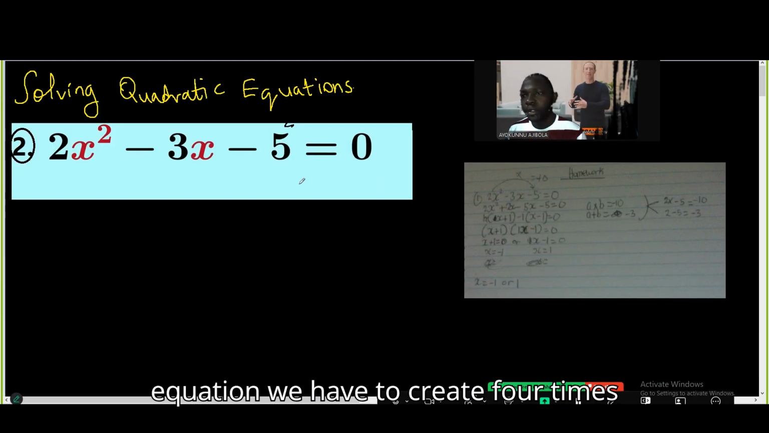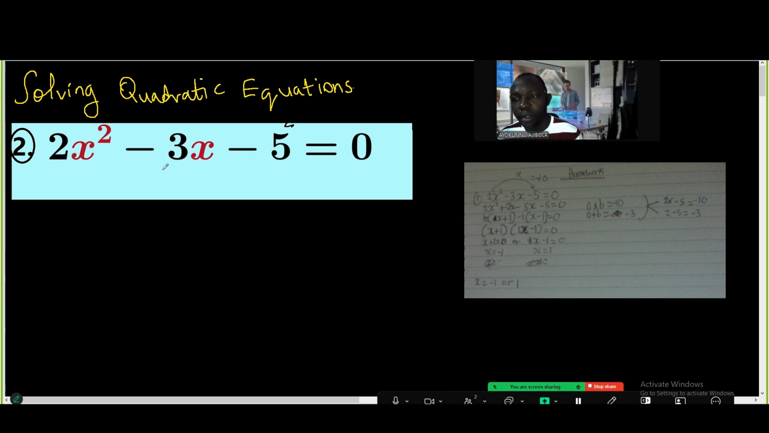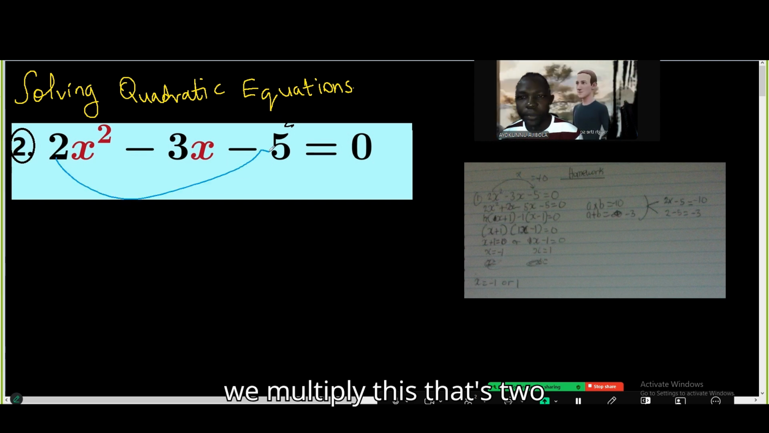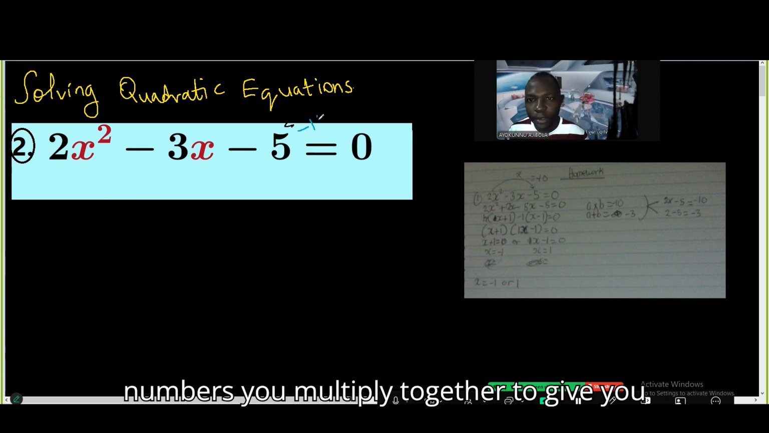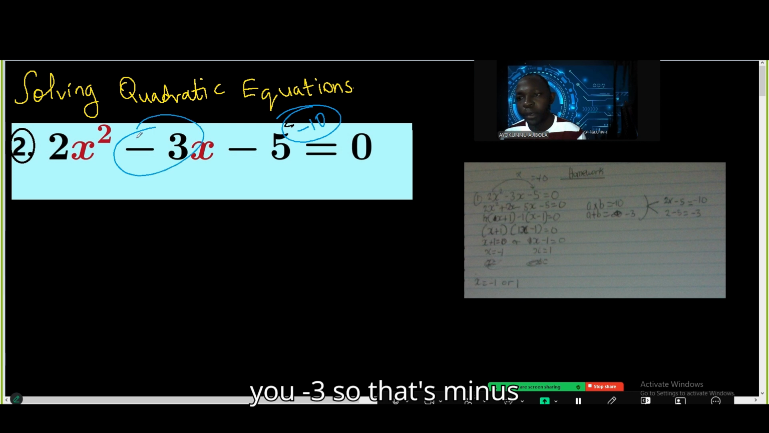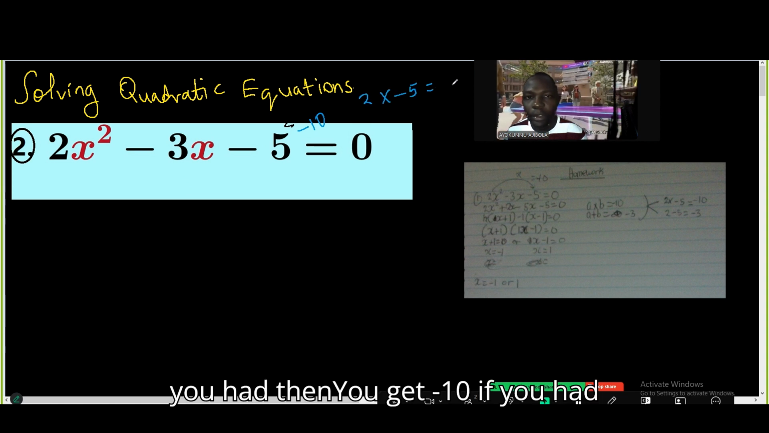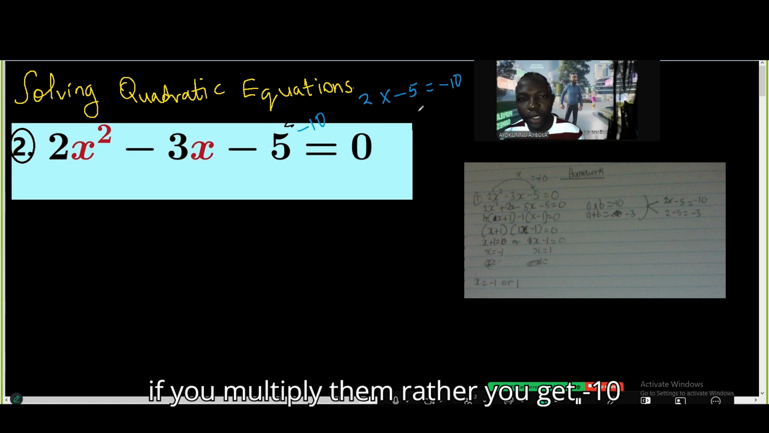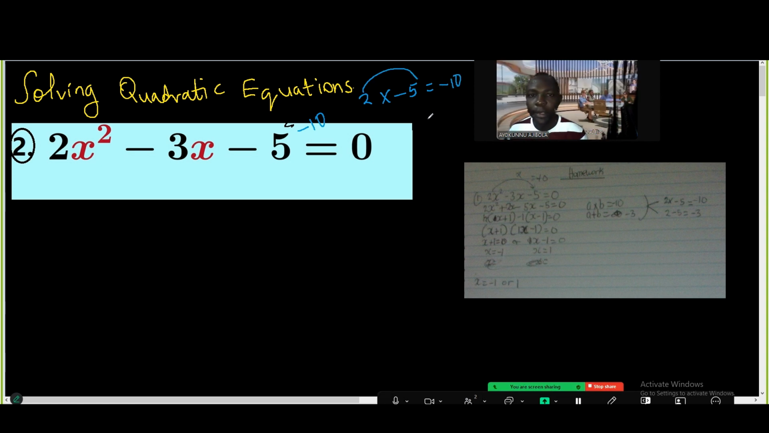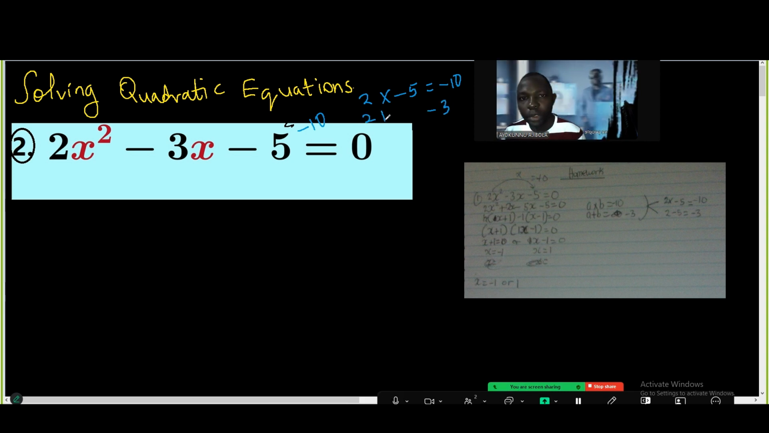So, solving the equation, we have to create 4 times, like I said. We'll multiply this. That's 2 times minus 5, that's minus 10. Then two numbers you multiply together to give you minus 10, and you add together to give you minus 3. So that's, no, not minus, 2 times minus 5. If you multiply them, you get negative 10. And if you add them, you get negative 3. That's 2 plus negative 5 will give us negative 3.